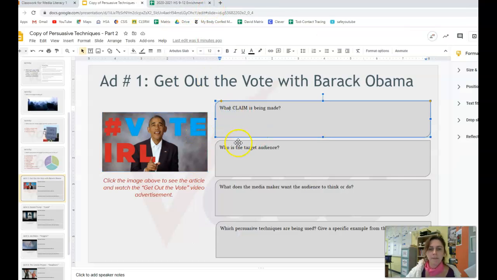So there you go. That's the first one. So again, what claim? Who's the target audience? What's the media maker want the audience to think or do? What persuasive techniques are being used? It says give a specific example from the ad. So that means if you tell me that you think that he's using plain folks, then you need to tell me specifically what he does that would qualify as being plain folks.